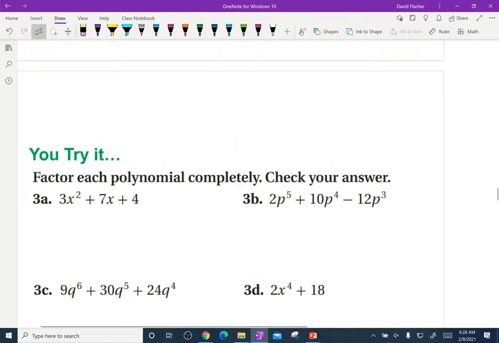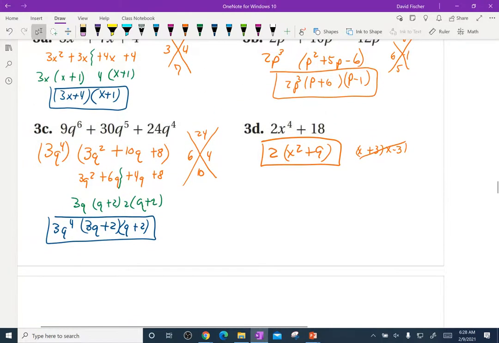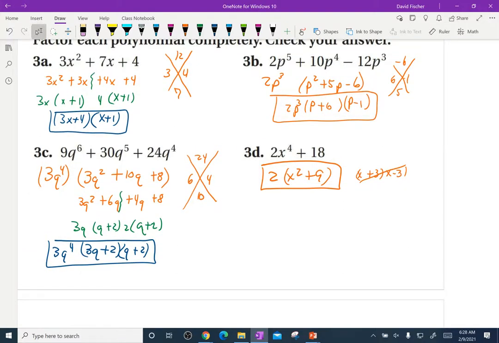All right. So here's what I got for the first one. 3x plus 4 times x plus 1. 2p to the third times p plus 6 times p minus 1. 3q to the 4th times 3q plus 2 times q plus 2. We call that the quantity of 3q plus 2 and quantity of q plus 2. So if we say the quantity, that means there's parentheses.